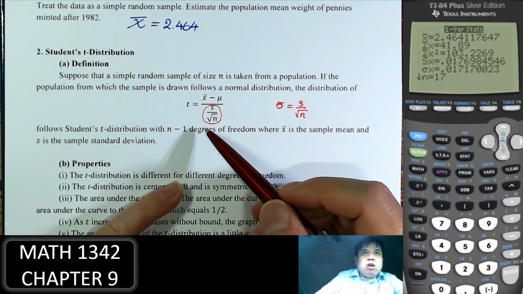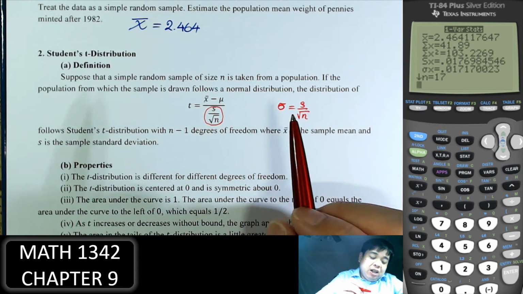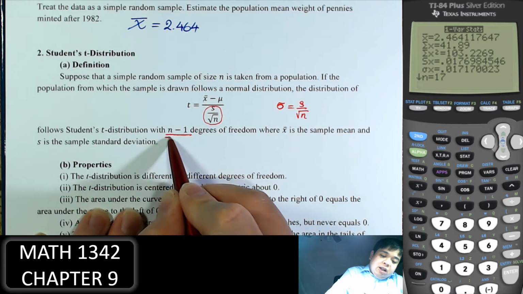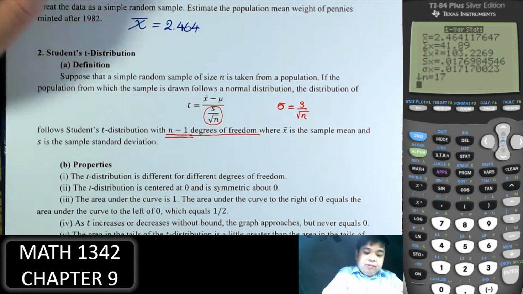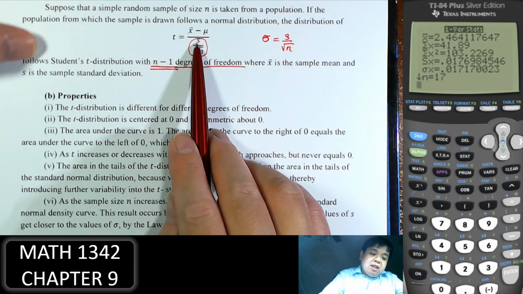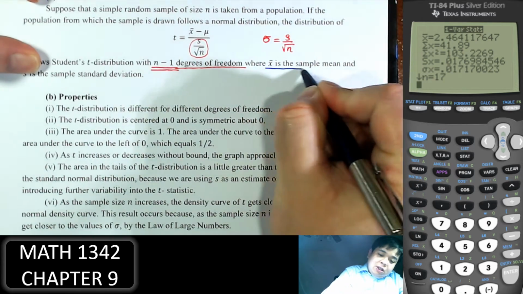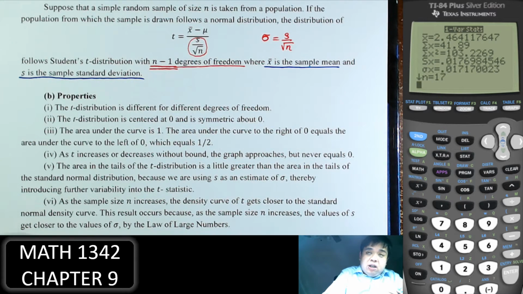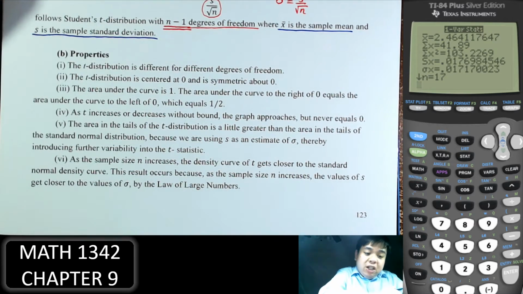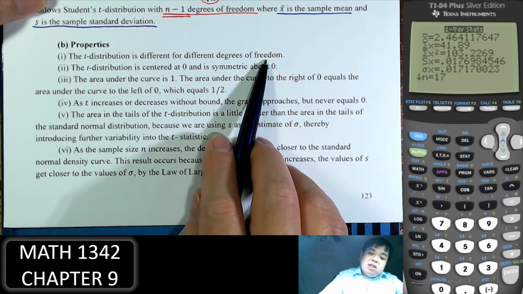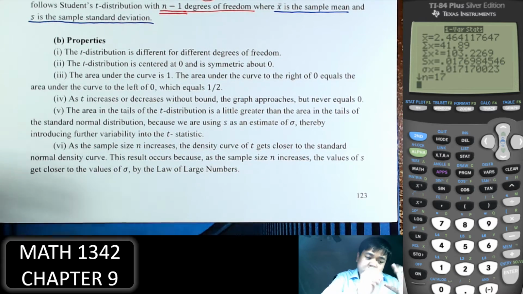It looks exactly like the z distribution, but in this case the distribution of t has n minus 1 degrees of freedom. Here x bar is the sample mean, s is the sample standard deviation, and n is the sample size. The properties of the distribution are almost the same as the z distribution. The only difference is it has degrees of freedom, and the shape is a little bit different.